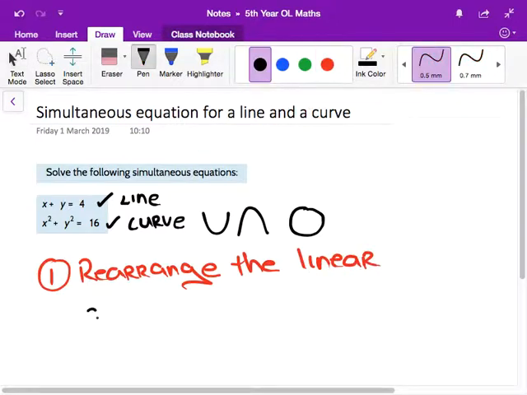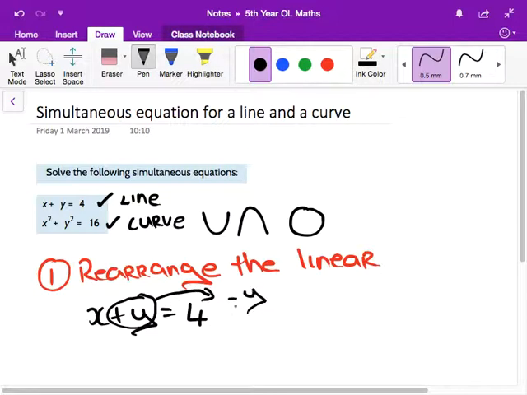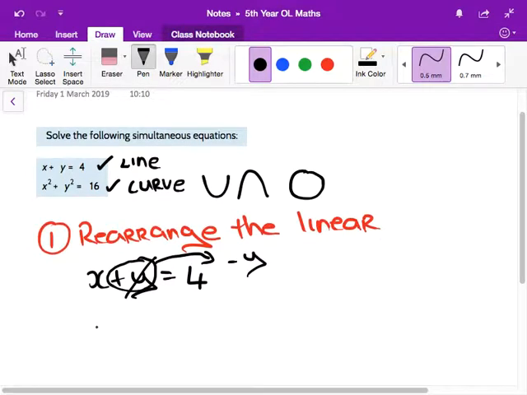So the linear one is x plus y equals 4. It doesn't matter whether you rearrange for x or y, but if one of them has a number in front, so if that was like x plus 2y, then I'd do my best to steer clear of the one that has the number in front. Just go with the one that has no number. Because neither of these have a number, it actually doesn't matter. So I think I'm going to bring the y over here, make it a minus y, and then that takes that away. So what I have is x equals 4 minus y.